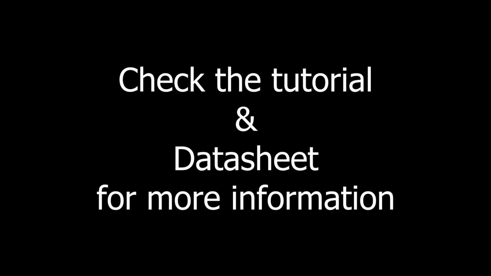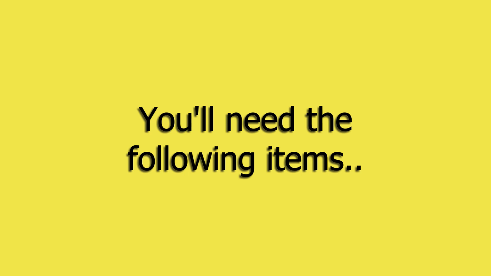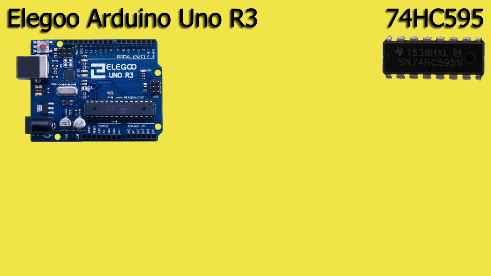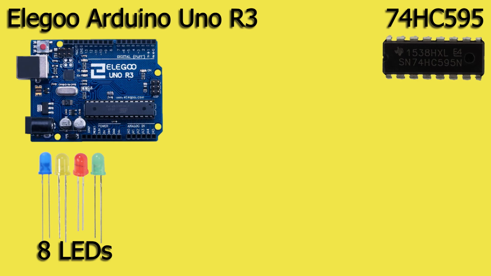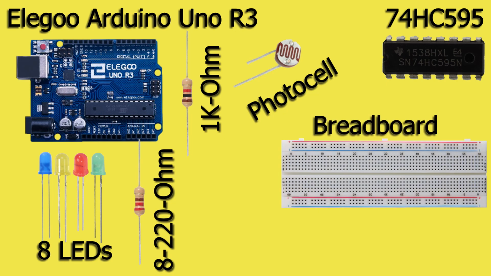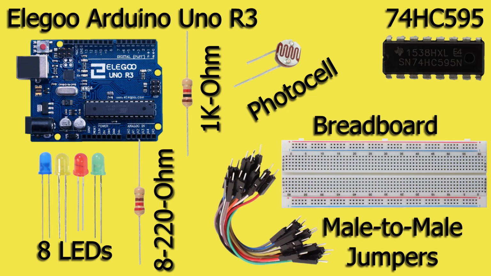The tutorial and the data sheet have additional information on the photocell or photoresistor, so be sure to check them out. For this lesson, you'll need the following items from your kit: the Elegoo Uno R3 board, the 74HC595 shift register IC, 8 LEDs, 2 blue, 2 yellow, 2 red, and 2 green, 8 220 ohm resistors, a 1K ohm resistor, the photoresistor or photocell, a breadboard, and a bunch of male-to-male jumper wires.